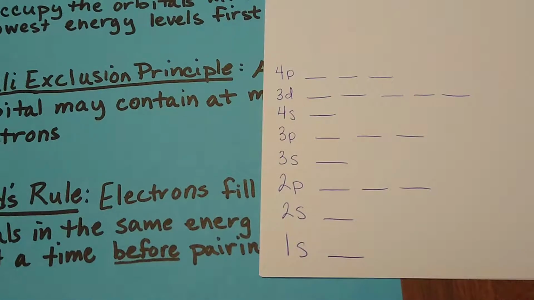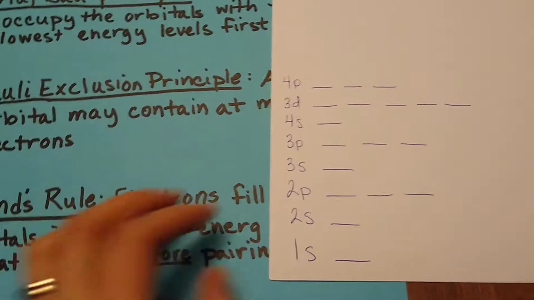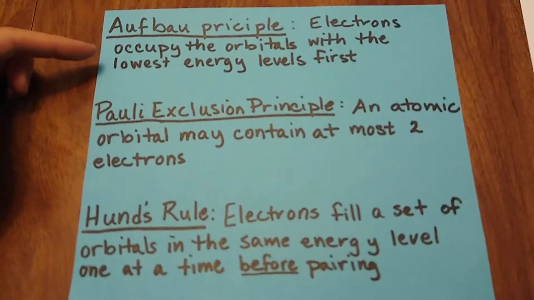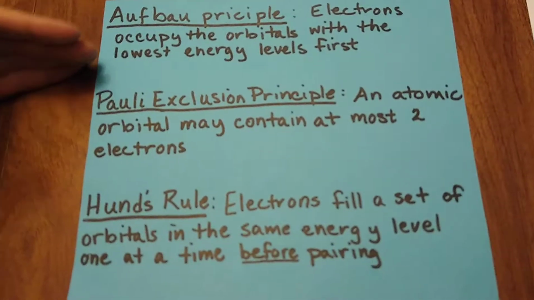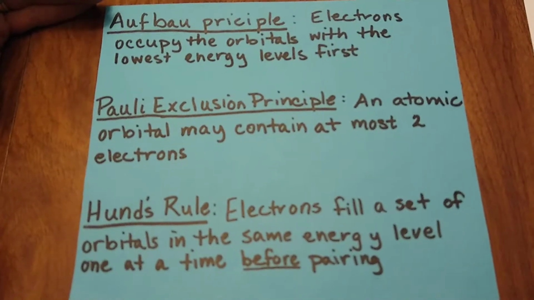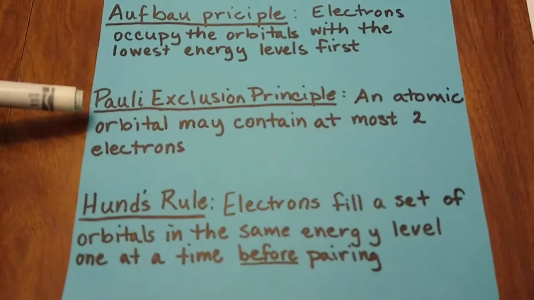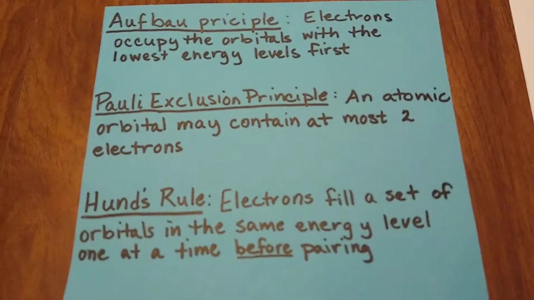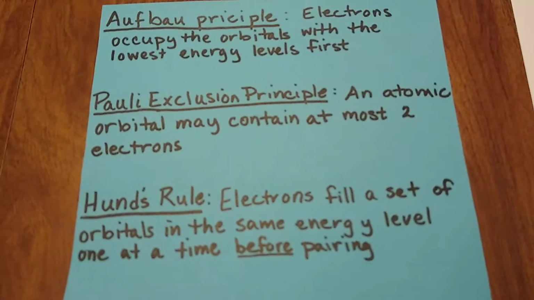And this is their order in the atom, which we're going to learn is related to the periodic table as well. Okay? But there are 3 rules when we are filling out an Aufbau diagram. The Aufbau principle: electrons are going to occupy the orbitals with the lowest energy levels first. So we're going to fill from the bottom to the top in those diagrams. The Pauli exclusion principle: an atomic orbital may contain at most 2 electrons, and they must have opposite spins.